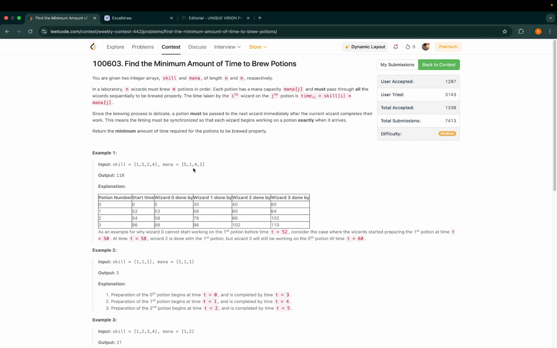So the catch is that, let's say we don't know the start time. Let's say the start time is x over here, okay? Then wizard 0 would be done brewing this potion by x plus 1, right? Because 1 into 1 is 1. So let's say the start time is x, right? That means that wizard 0 picked this potion number 1 at x, but he was done with the earlier potion by 5 units, right? So his x should be greater than or equal to 5. So similarly, it has a diagonal relationship.